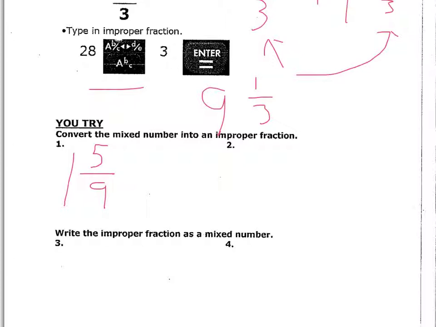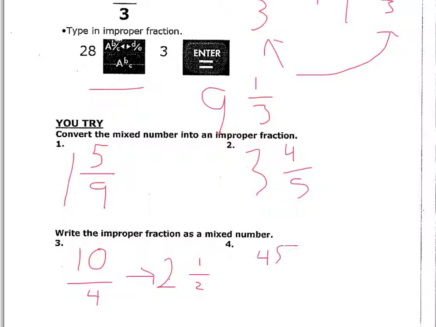All right, let's go ahead and try one where we write the improper fraction as a mixed number. So for example, we got 10 over 4. If you wanted to use the calculator, you would type in 10 ABC 4. And that would give you 2 1/2. I'll give you a couple of examples if you want to look more at it. Give you 3 4/5 and 45 over 7. And so here's just a couple of different examples that may help you out a little bit more if you want to keep going.